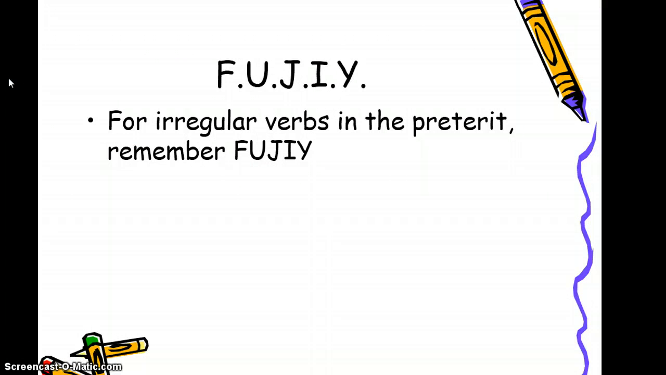So tonight we're going to focus on irregular verbs in the preterite. And when I say irregulars, I mean beyond stem changers and got verbs, which we've already talked about. So tonight we're going to talk about what could be termed the FUJIY verbs. Okay. So for irregular verbs in the preterite, remember FUJIY.